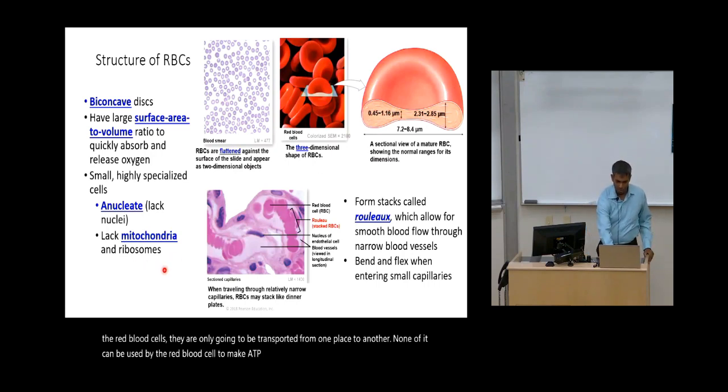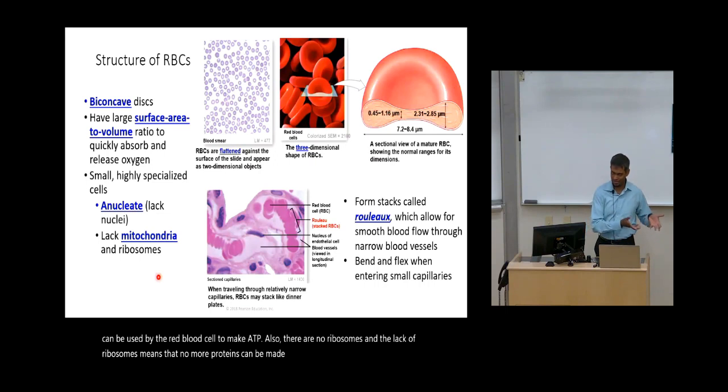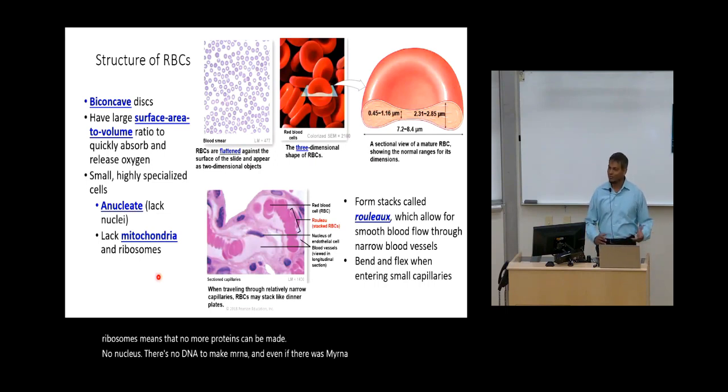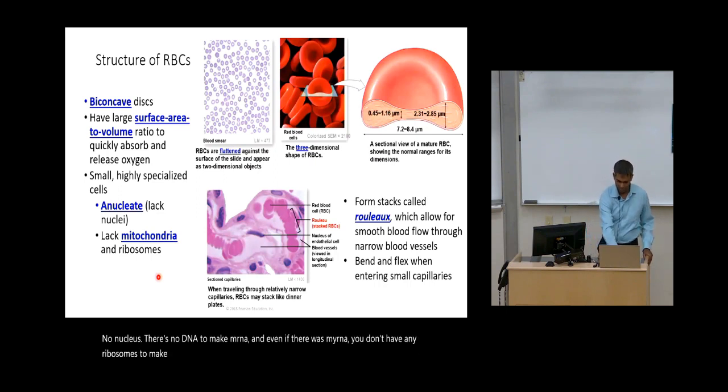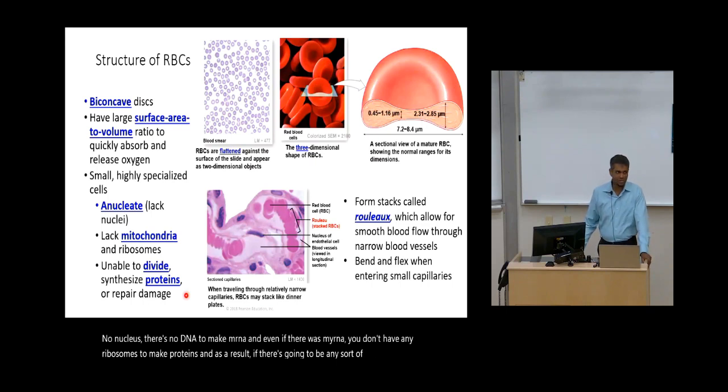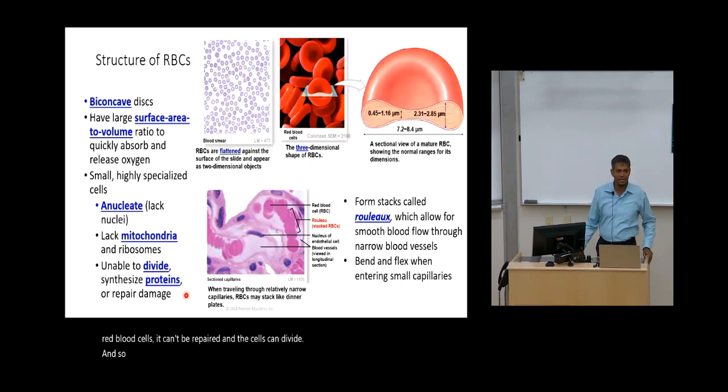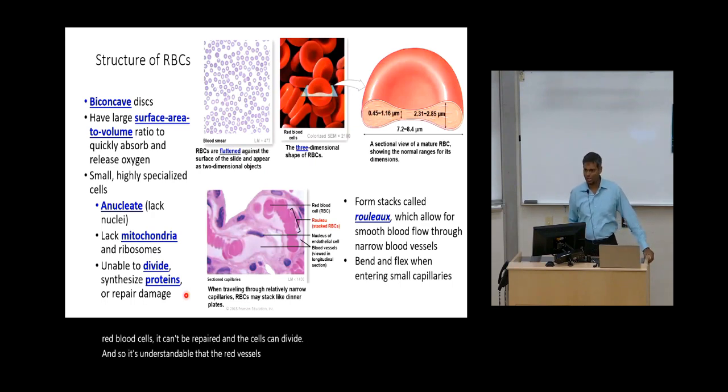Also, there are no ribosomes, and the lack of ribosomes means that no more proteins can be made. There's no nucleus, so there's no DNA to make mRNA, and even if there was mRNA, you don't have any ribosomes to make proteins. And as a result, if there's going to be any sort of damage to the red blood cells, it can't be repaired, and the cells can't divide. And so it's understandable that the red blood cells have a very short lifespan of around 120 days, and after that they are broken down.